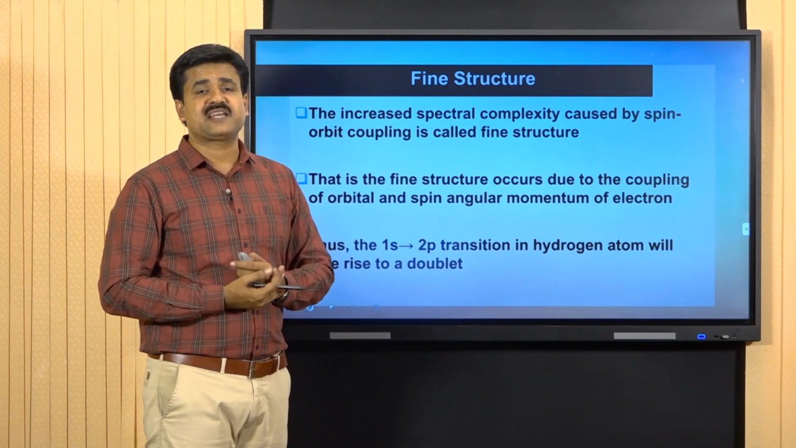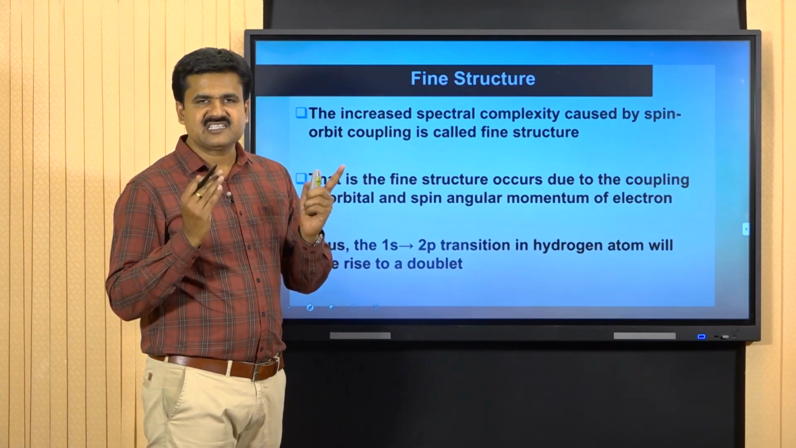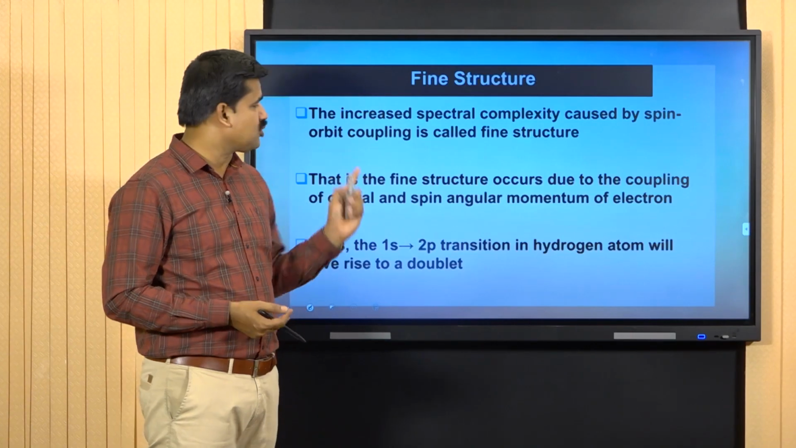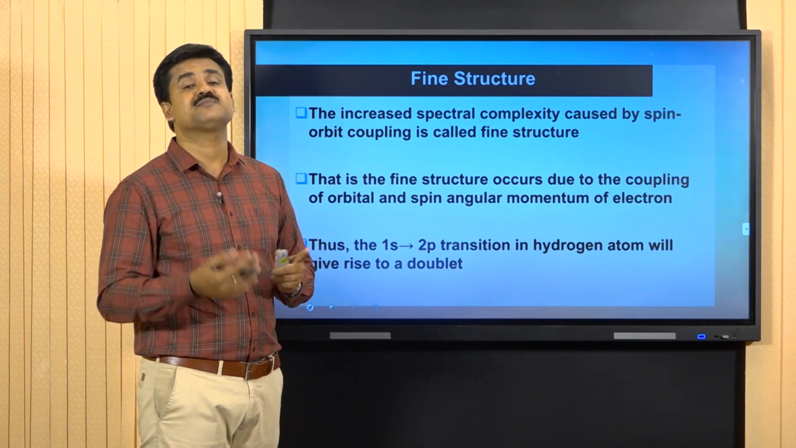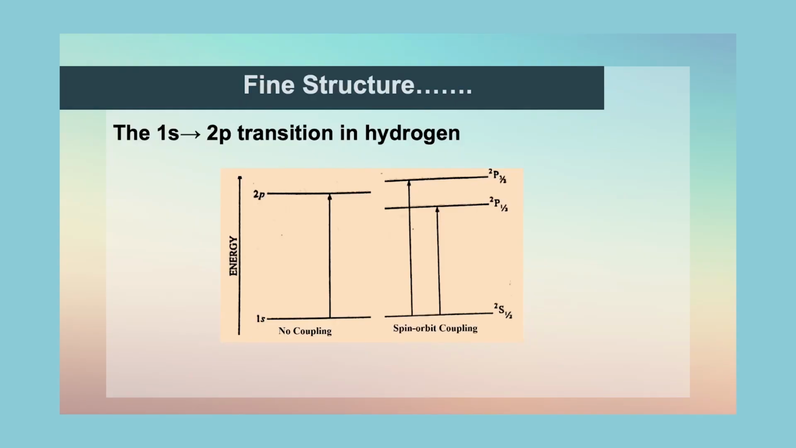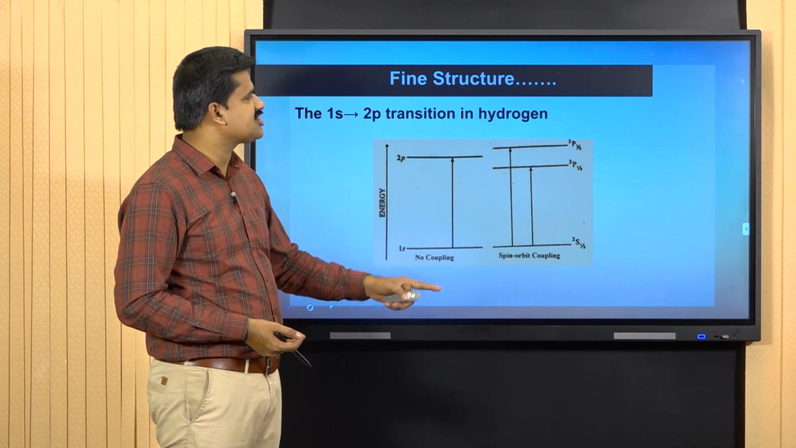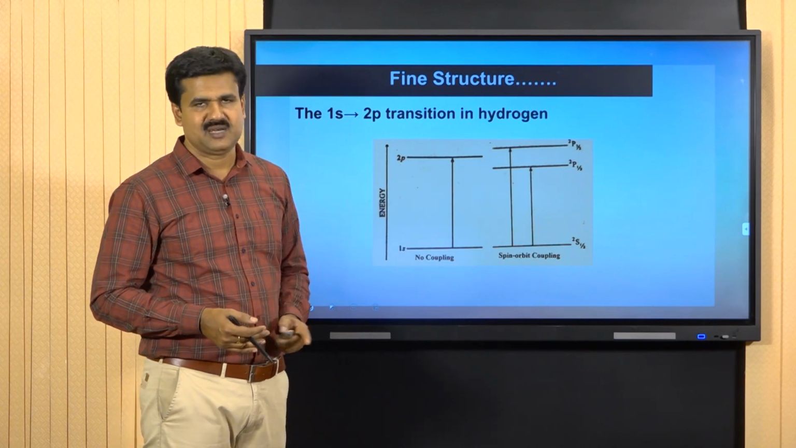Now, fine structure. The increased spectral complexity caused by spin orbit coupling interaction is called the fine structure. That is, the fine structure occurs due to coupling of orbital and spin angular momentum of the electron, or LS coupling. Thus, the 1s to 2p transition in the hydrogen atom will give rise to a doublet due to spin orbit coupling. The spin orbit coupling is shown here. If there is no spin orbit coupling, there is only one line. As a result of the spin orbit coupling interaction, the p term splits into 2. Therefore, this one signal splits into 2, that is a doublet.